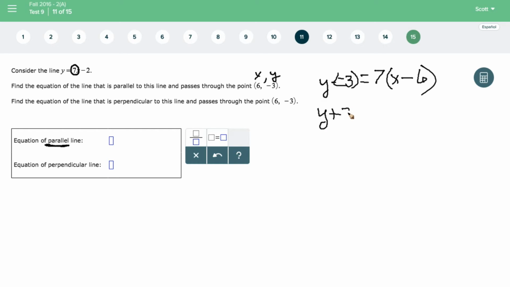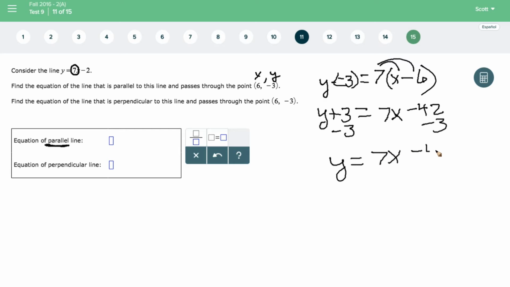Y plus 3, minus negative is the same thing as plus, equals, let's just do the distribution. We have 7 times x is 7x, and 7 times negative 6 is negative 42. And then we're going to minus 3, y equals 7x minus 45. And that's our equation for the parallel line because it has the same slope. So y equals 7x minus 45, just like that.